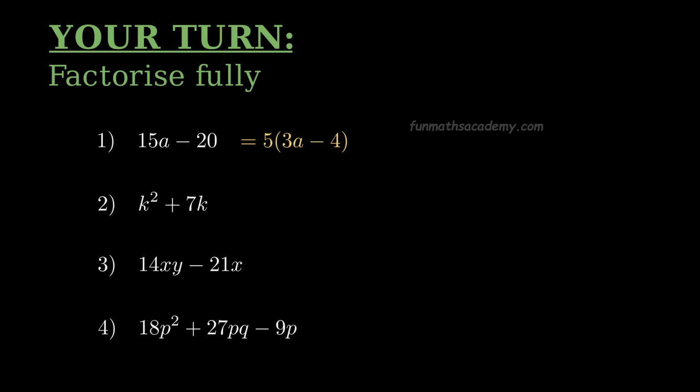For the first one, the answer is 5 times (3a - 4). For the second one, the answer is k times (k + 7). For number 3, the answer is 7x times (2y - 3). And for the final challenge, the answer is 9p times (2p + 3q - 1).